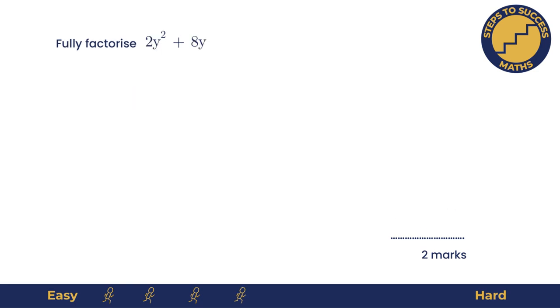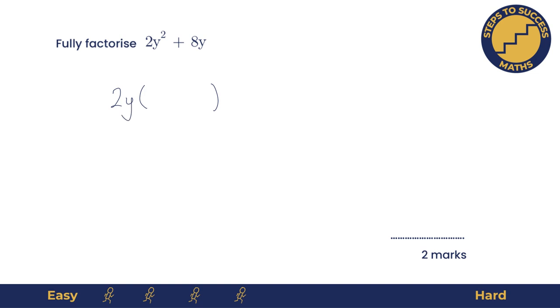Fully factorise 2y squared plus 8y. So find a number and find a letter. You can see that 2 goes into both 2 and 8, so 2 will come out, and you can see that y appears in both terms, so y will come out as a factor.